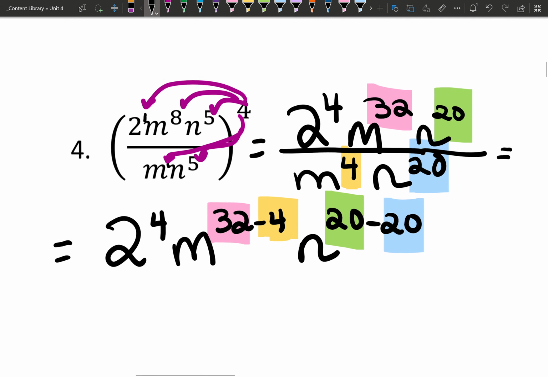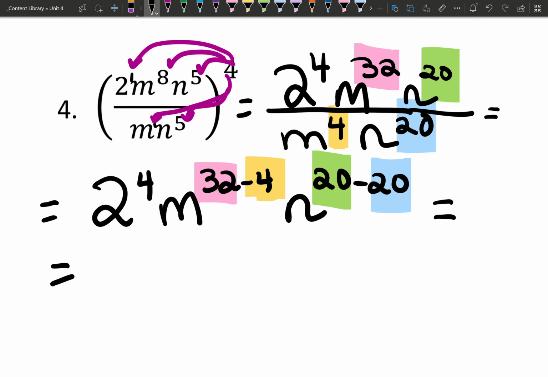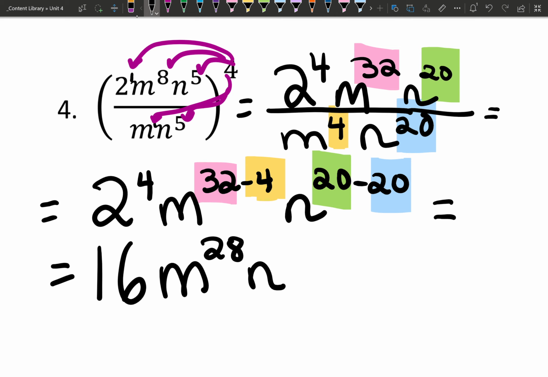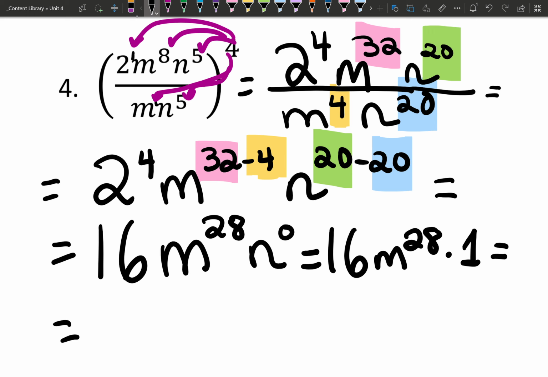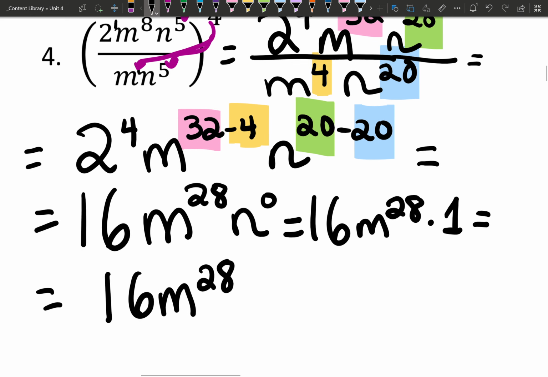Let's keep going. I can simplify 2 to the 4th. 2 to the power of 4 is 16. Okay. M, 32 minus 4 gives us 28. For N, 20 minus 20 is 0. I can simplify that just a bit further. N to the power of 0 is actually 1. And I can multiply 16 times 1, which is 16. So our final answer is 16m to the power of 28.